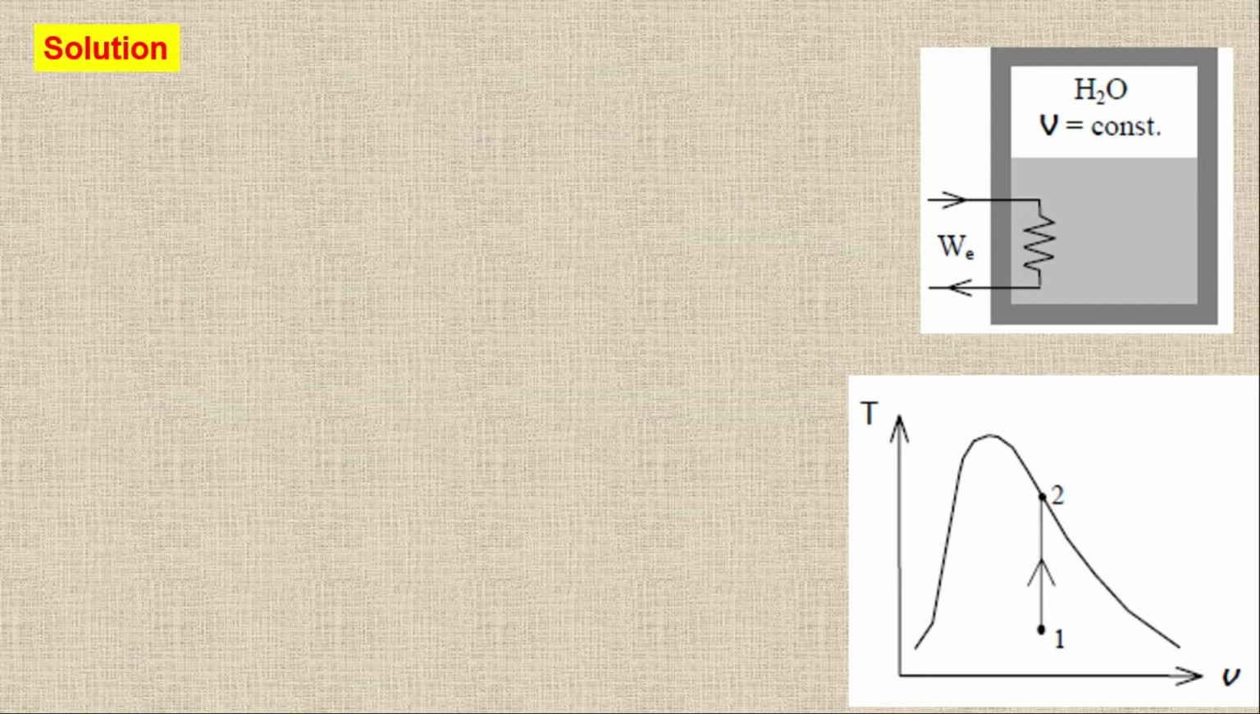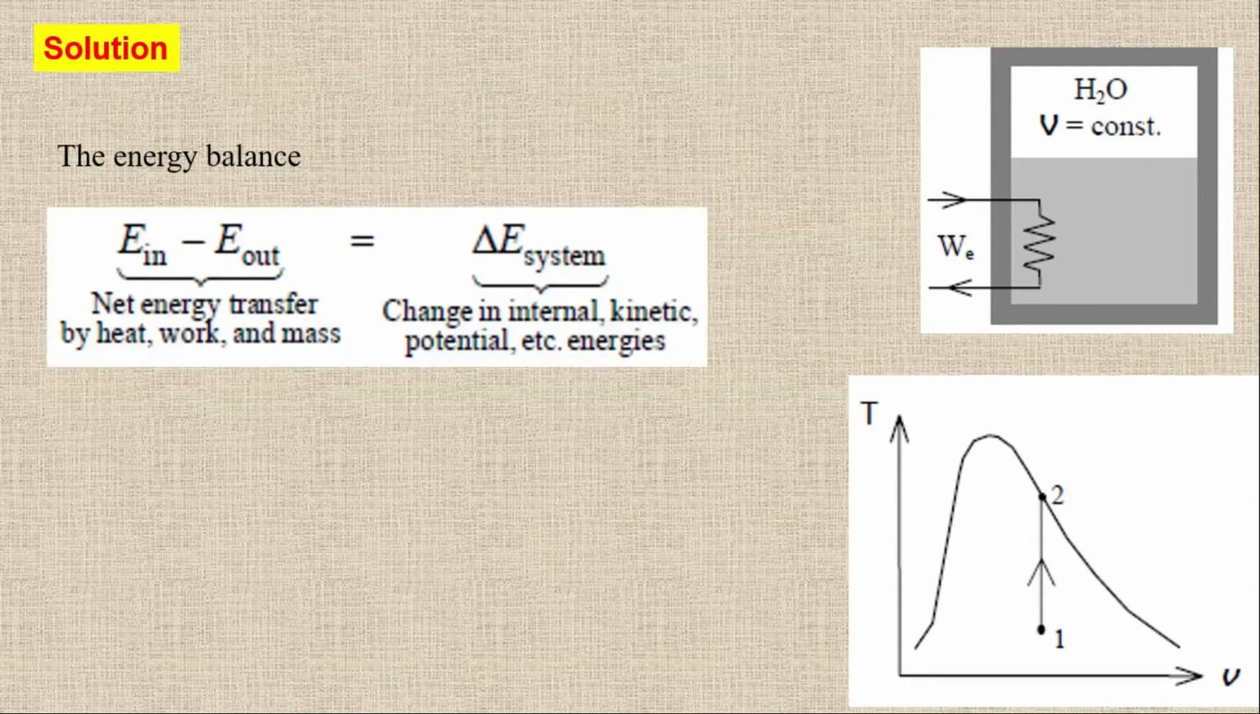At point number one, for this system, if I apply the energy balance, the energy coming into the system minus the energy going out of the system is equal to the delta energy of the system, where delta E system includes the internal, kinetic and potential energies. Normally we neglect the kinetic and potential energies for stationary systems, and for the in and out energies on the left hand side, we have only heat, work and mass.